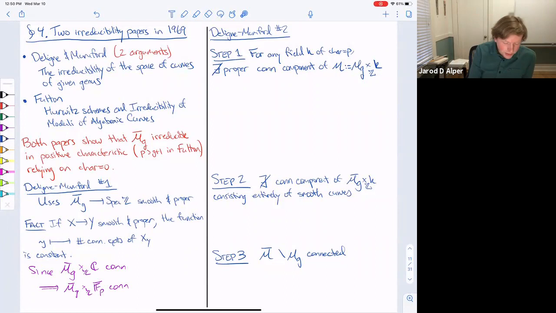And in fact, if you drop the smoothness assumption, and if you just have, say, proper and flat, then this function is lower semi-continuous. It can drop down in closed subsets, or at particular primes in this case. But to get that it's constant, you don't need smoothness. Having geometrically normal fibers is enough. So in fact, this argument could have worked if you applied this to the coarse moduli space.